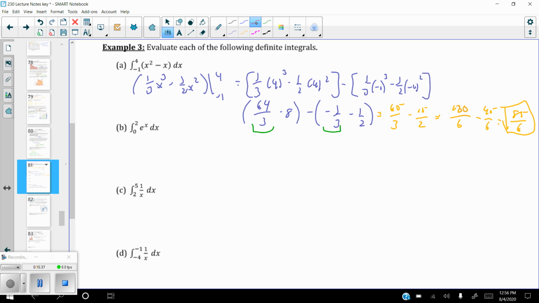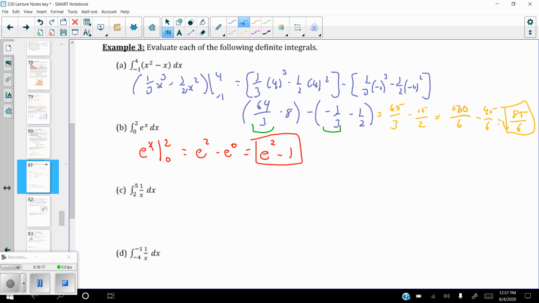Okay, second one. Integral of e to the x dx from 0 to 2. So the antiderivative of e to the x is just e to the x, and I'll evaluate that from 0 to 2. So we plug in 2 first and we get e squared. We plug in 0 and we get e to the 0. e squared is not something that we know easily, so we're just going to leave it like that. We're not going to use a decimal there. But e to the 0 is 1, so it's e squared minus 1. And that's it. That was pretty straightforward.